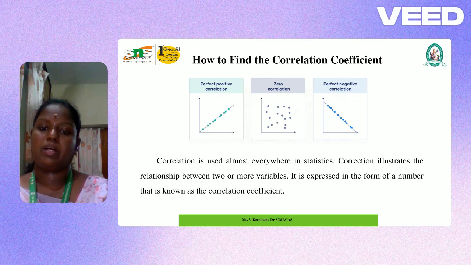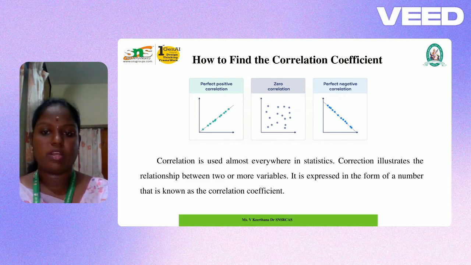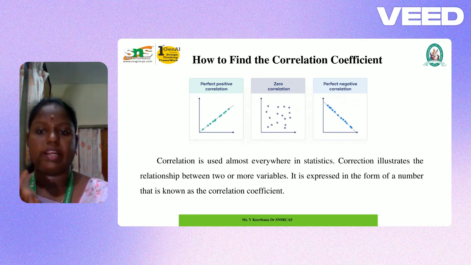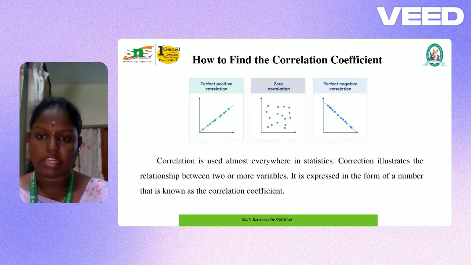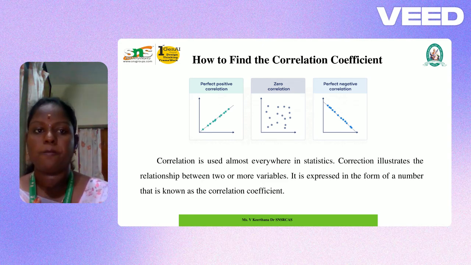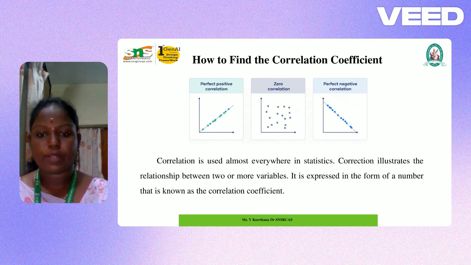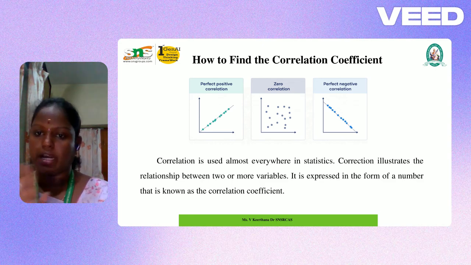So next is based on the number of variables. First, we listed three: relationship, variable, and linearity. While coming to variables, there are two types: simple correlation and multiple correlation. In simple correlation, we have two variables only, for example income and expenditure.